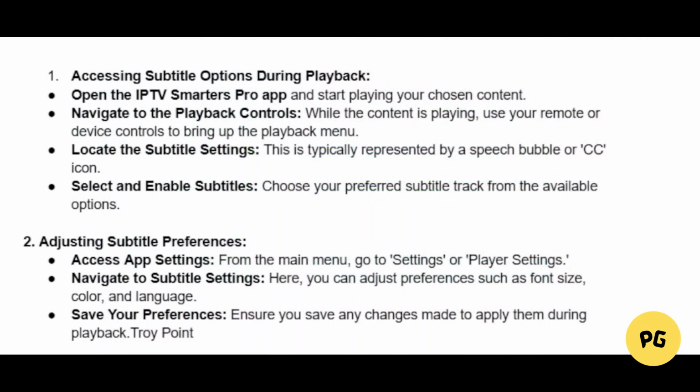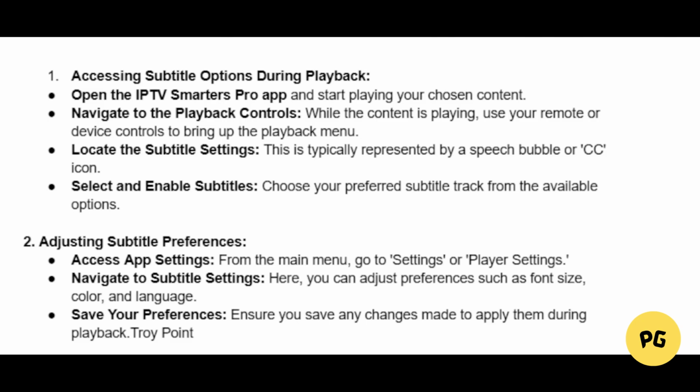Now once you have done that, and if you actually have some subtitle errors, what you can do is just head over and navigate to the playback controls. You can use your remote or device controls to bring up the playback menu and then just locate the subtitle settings. After that, select and enable subtitles. Just choose your preferred subtitle track from the available options.